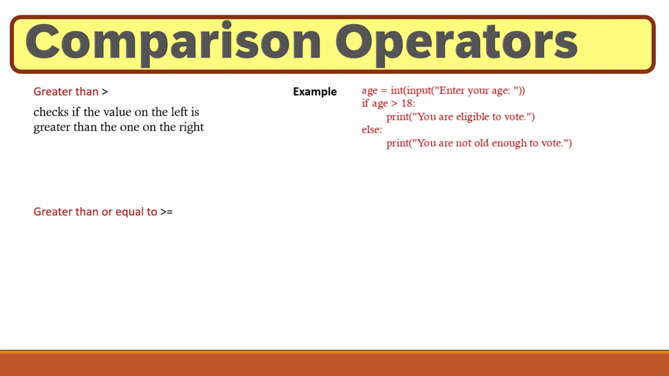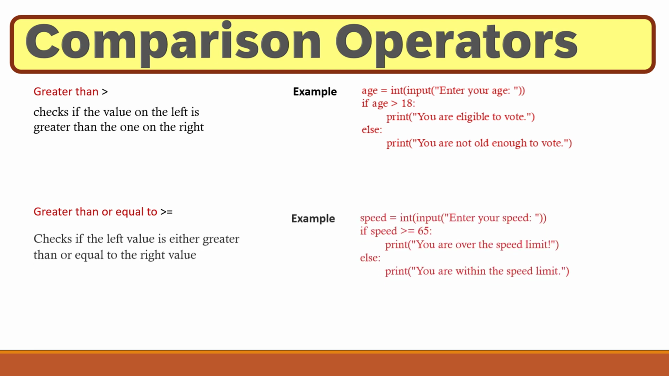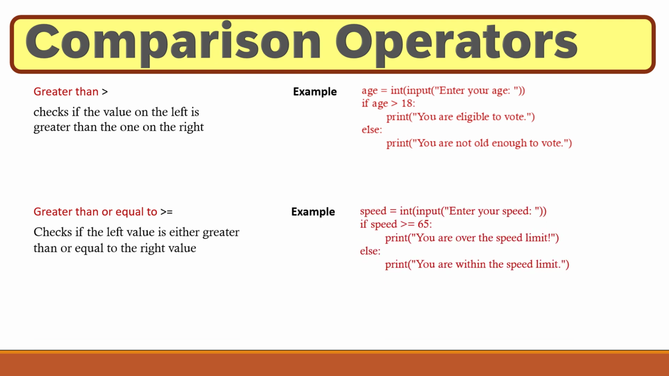Then there's greater than or equal to, and this checks if the value is either greater than or equal to the value on the right. So the use case example on the right hand side shows the greater than or equal to symbol is used to ensure that any speed equal to or above the speed limit triggers a warning by printing you are over the limit. So if you are going at a speed of 60 miles per hour or above, it will print you are over the limit. Otherwise, it prints you are within the speed limit.